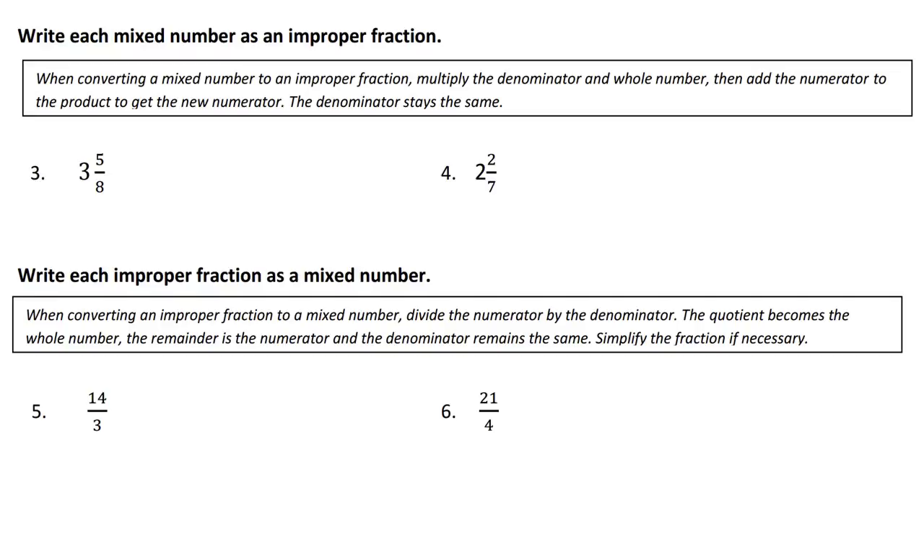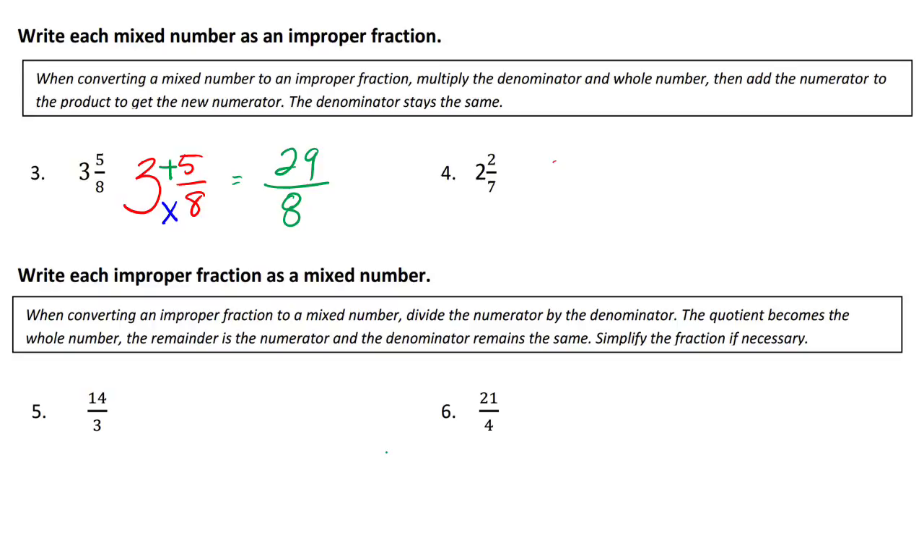Now we're going to go ahead for number 3 and 4. We're going to convert these mixed numbers into improper fractions. So what we do, I'm going to write it real big so we can see it. We do 3 times 8, and then we add 5. So 8 times 3 is 24, plus 5 equals 29, and then we keep our denominator the same.